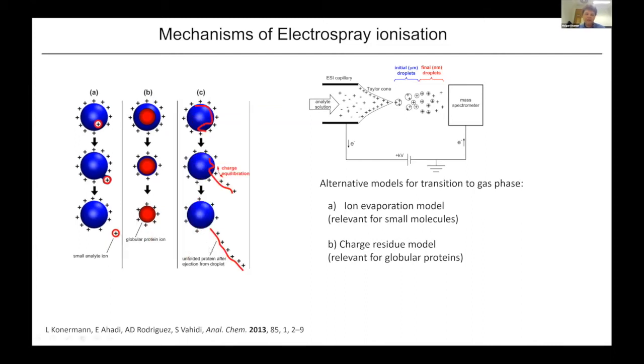And then finally, there's a third model shown here, and that's been termed the chain ejection model. And that's more relevant for either disordered or denatured proteins. And whether proteins are denatured or not also depends on the conditions in the droplet, so in the liquid phase. And in this model, the idea is that this disordered denatured protein may not be in the center of the droplet, but accumulate on the surface of this droplet. And then eventually, when charge density is high enough, ejection of that chain from this droplet can occur.